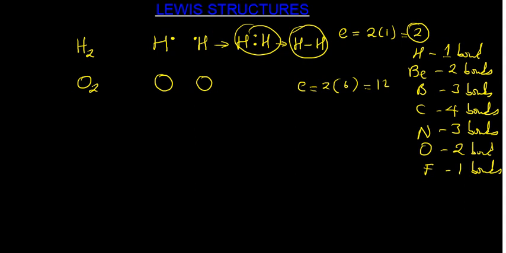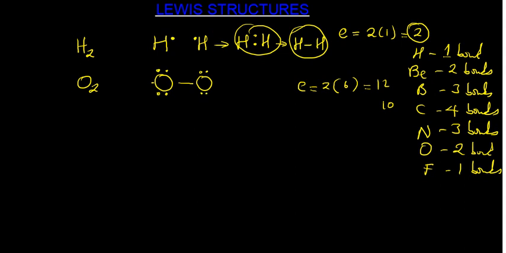To draw the Lewis structure, the first thing is to draw a single bond there. A single bond has 2 electrons, so from the 12 electrons we remain with 10. These 10 we can distribute equally: let's put 5 on this oxygen, and then 5 also on the other oxygen.